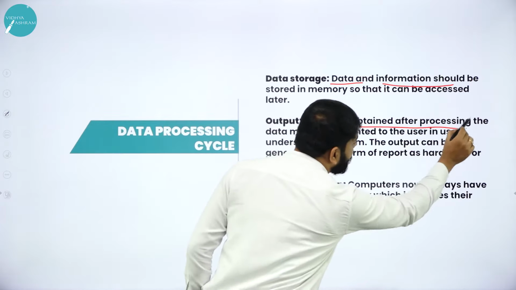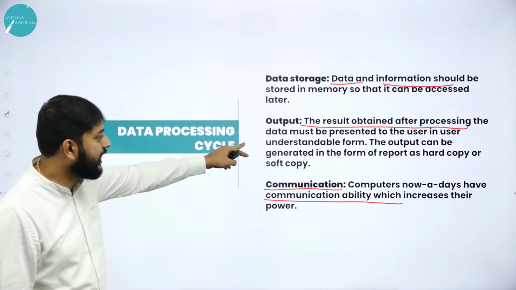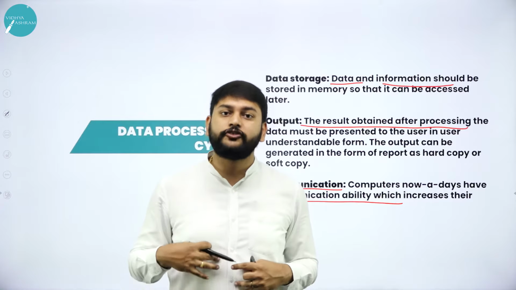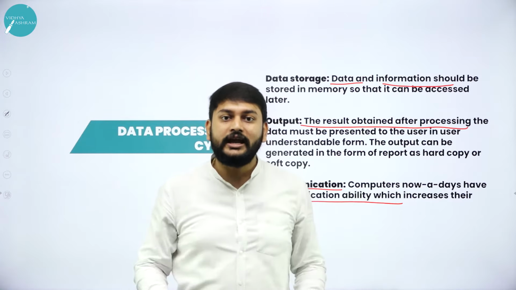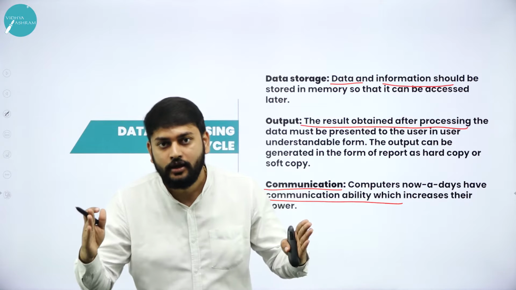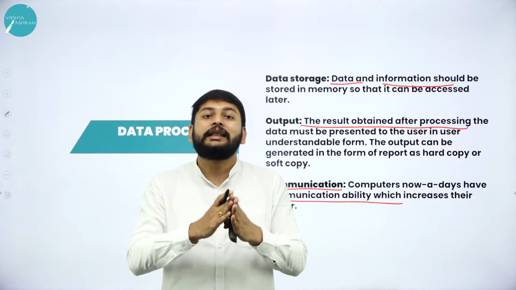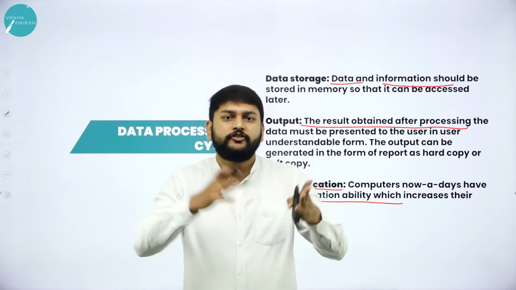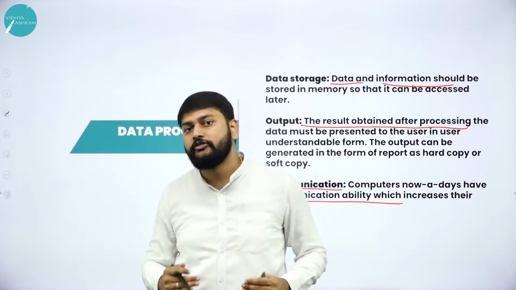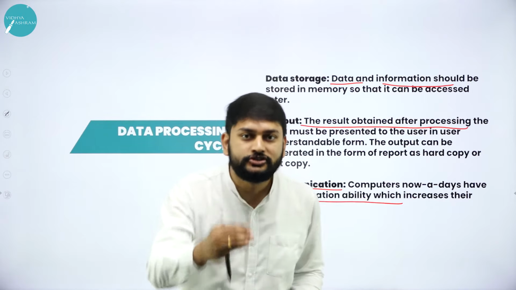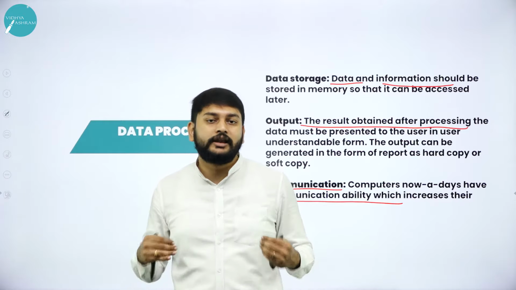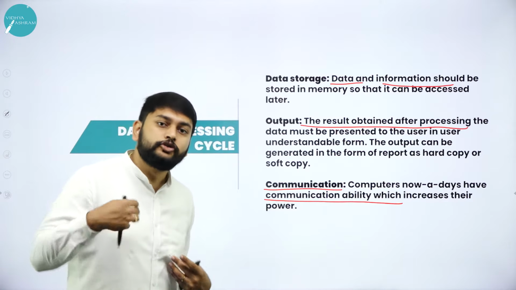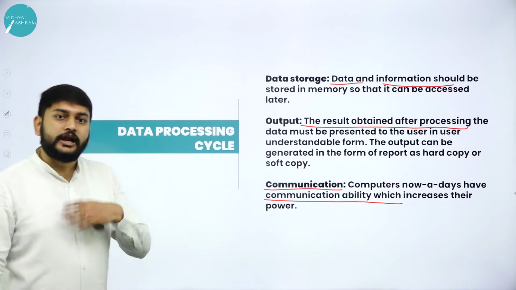The result obtained after processing, guys, the data must be presented to the user. Whatever data I have got, I should be able to display it in a way that the user will be able to understand clearly and visibly. So I might use a graph, or a number format, or any other format. Whatever output I have got, I should depict it to the user in a user-friendly format so that it does not create any ambiguity. That is what I will call data output. I can also give the output in two formats, that is in hard copy or in soft copy. That is what you have to remember.